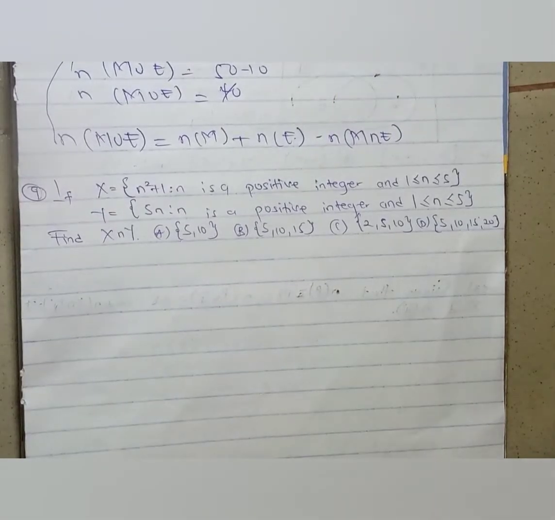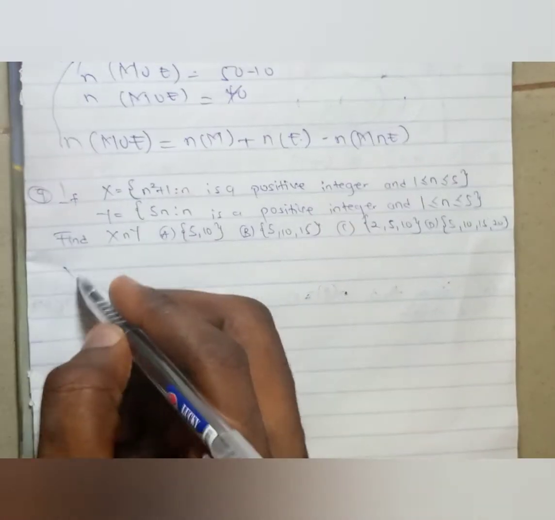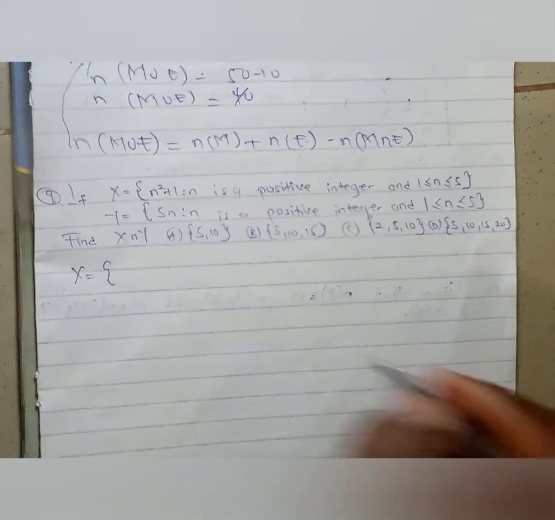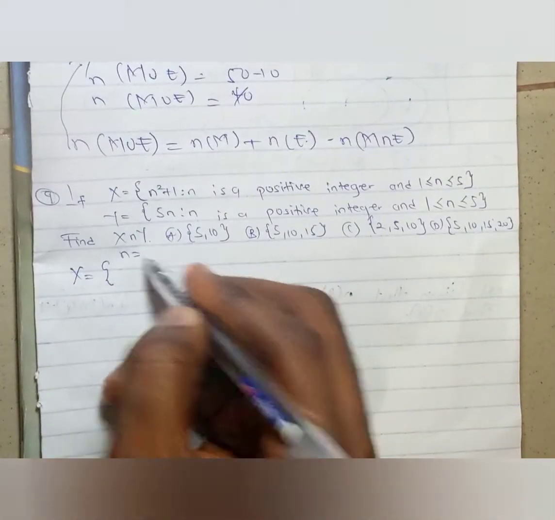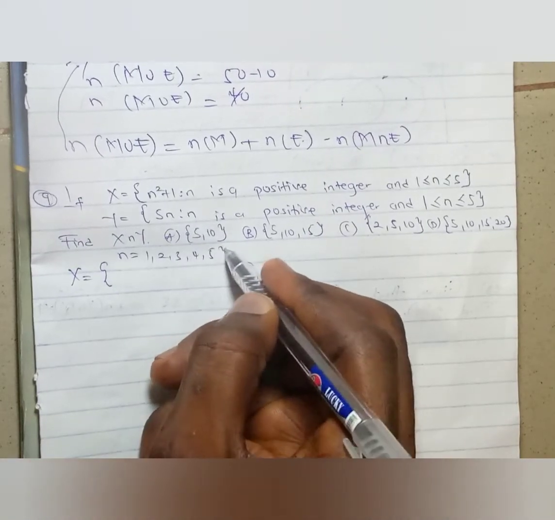Now question number 9. If set x is n squared plus 1, where n is a positive integer that ranges from 1 to 5, and set y consists of 5n, where n is a positive integer as well and ranges from 1 to 5, find x intersection y. First of all, let's list the elements or members of set x and y. N ranges from 1 to 5. So 1, 2, 3, 4, 5.